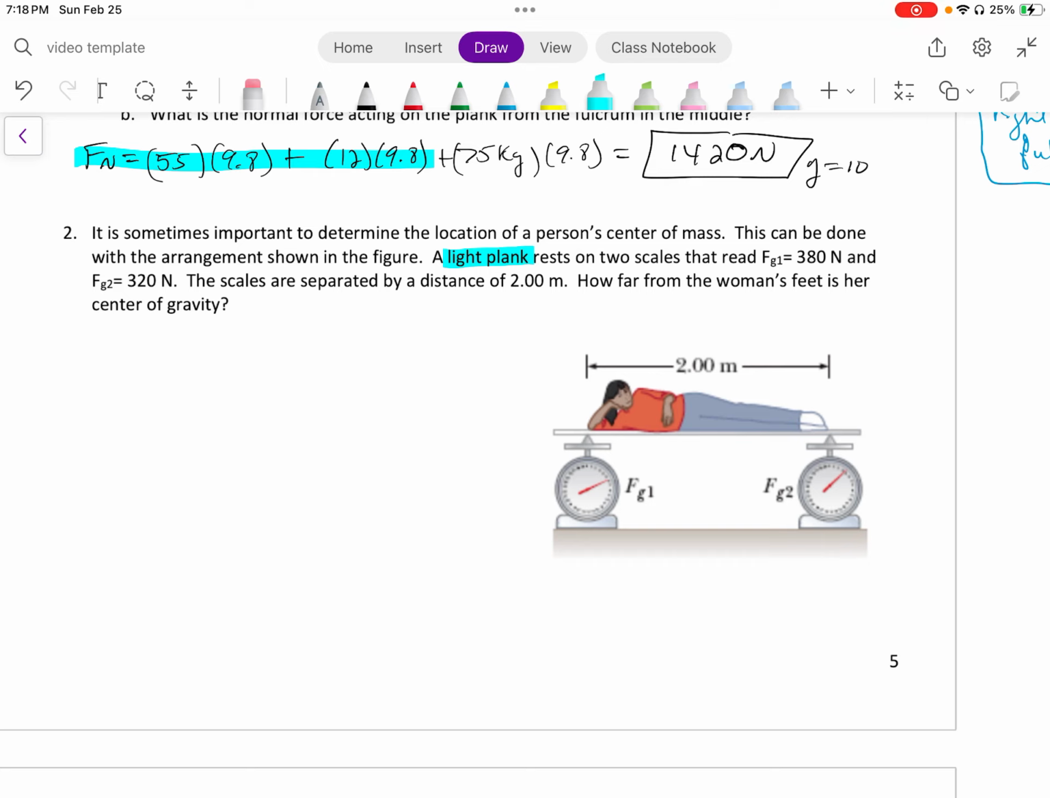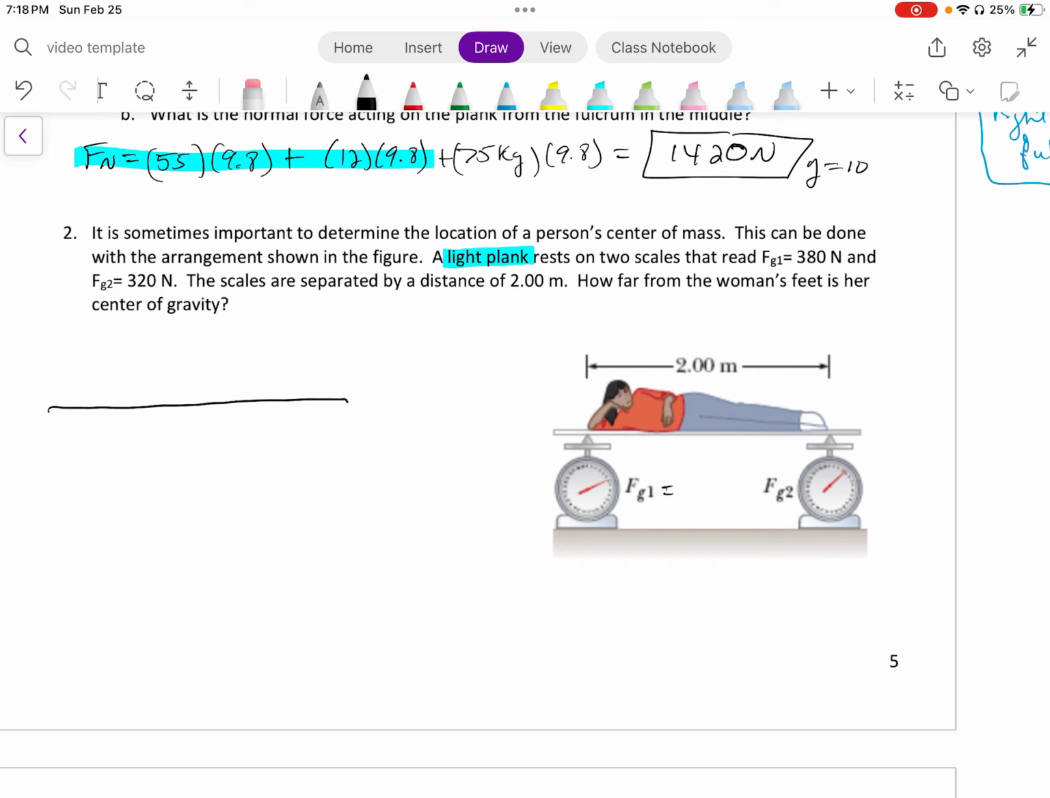Okay, so here's this picture. We're going to draw the plank, and we're going to put the forces acting on the plank, okay?